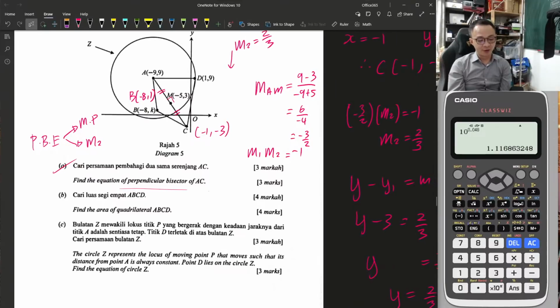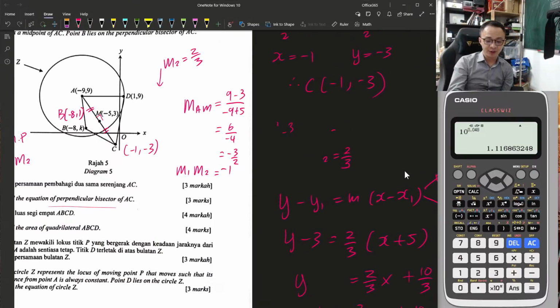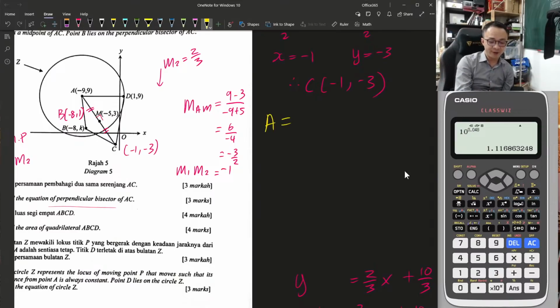Okay, so now I've got A and C. It asks us to find the area of the quadrilateral, so I just use the quadrilateral area formula. I don't think I need the perpendicular equation anymore, so I just erase it. So the area is half, then insert A, B, C, D. Coordinate A is -9, 9. B is -8, 1. C is -1, -3. D is 1, 9. Repeat the first one.